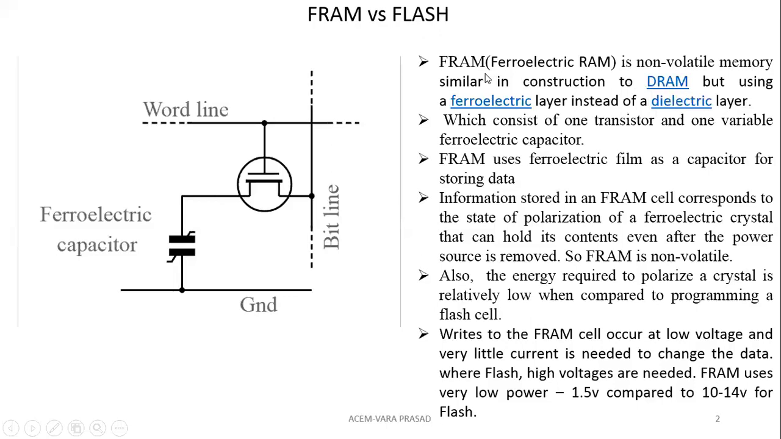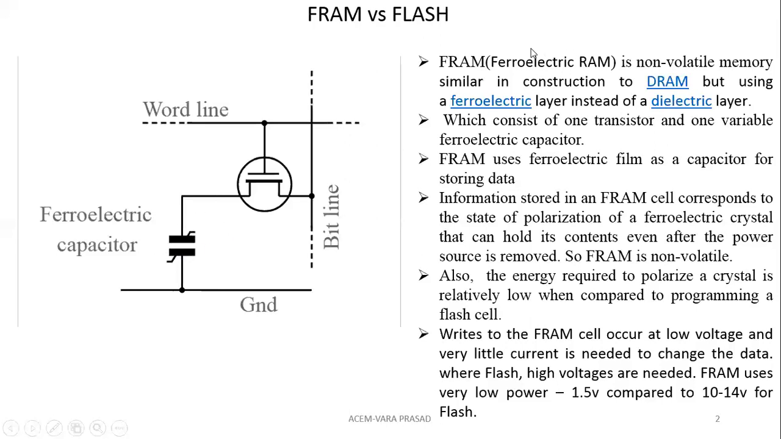But here the FRAM fabrication is the same as DRAM, consisting of a capacitor and a MOSFET. This is called one cell. A cell can store one bit. Here the capacitor means two parallel plates, and in between the two parallel plates a dielectric material is available. Whereas in FRAM, in place of the dielectric material, we are using a ferroelectric layer as the dielectric material.